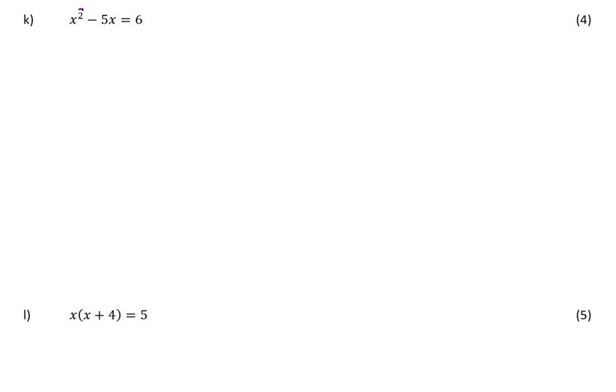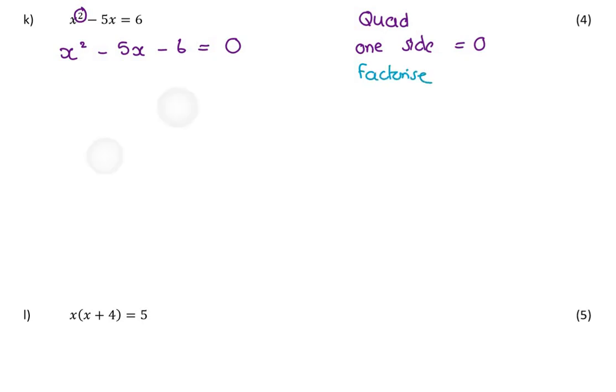The moment I see an x squared, this is quadratic. So that's decided for me. My first step is one side equal to 0, which has not been done for me. So I need to minus 6 on both sides. So I get x squared minus 5x minus 6 on both sides equals 0. Next, I'm going to factorize. Again, this is a trinomial. So let's revise. I put in my obvious. Obviously, it's x times x.